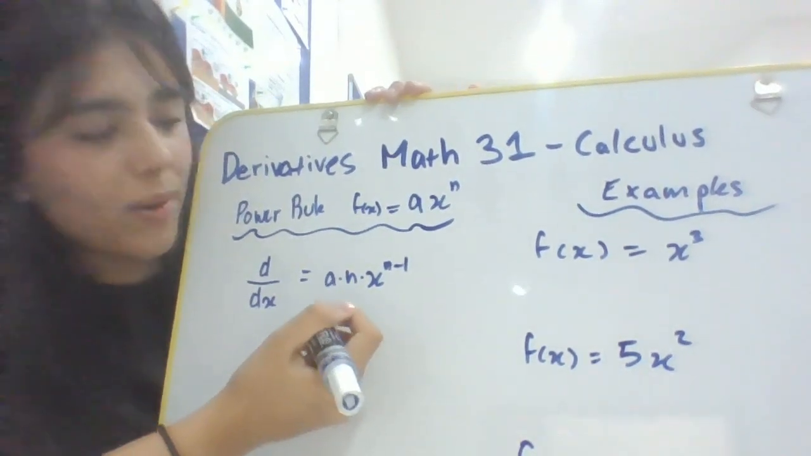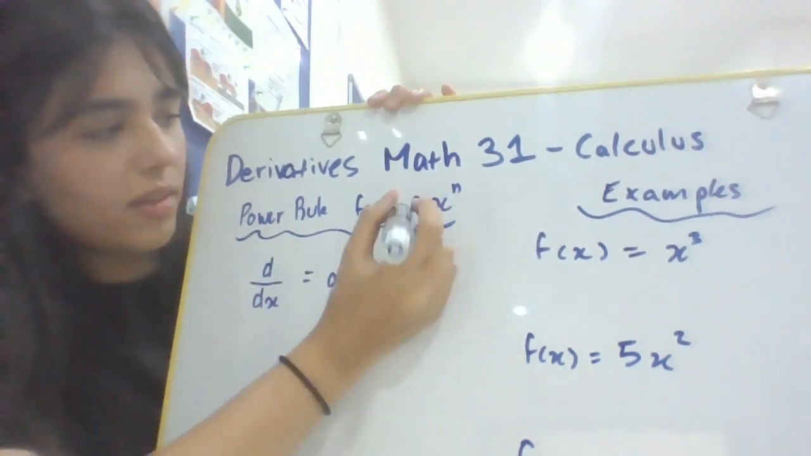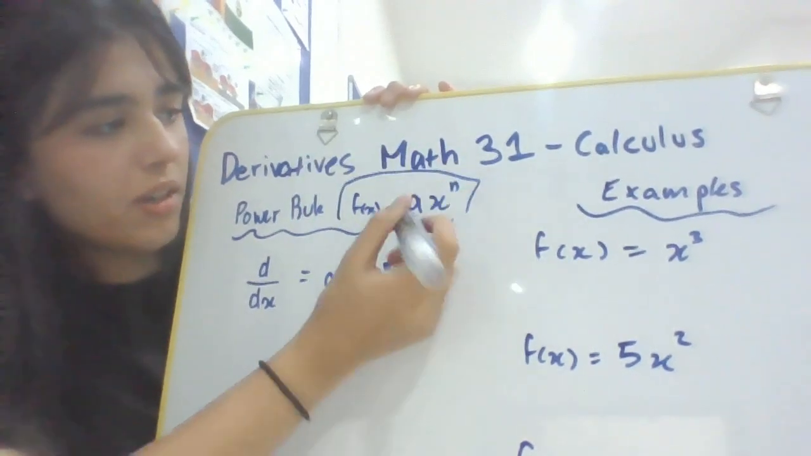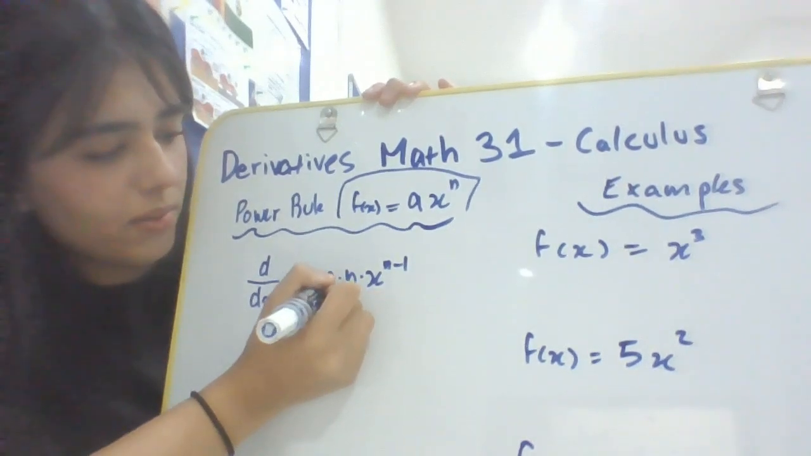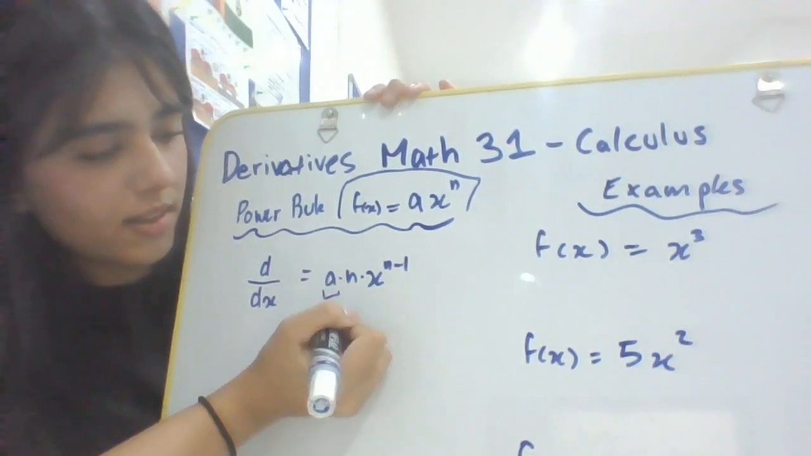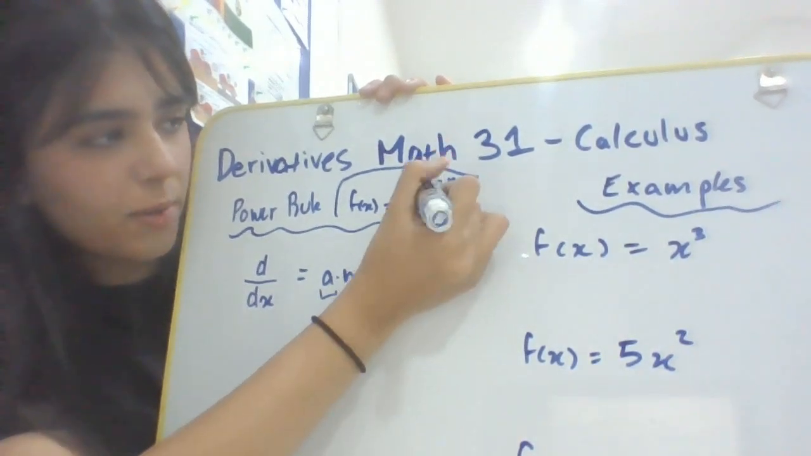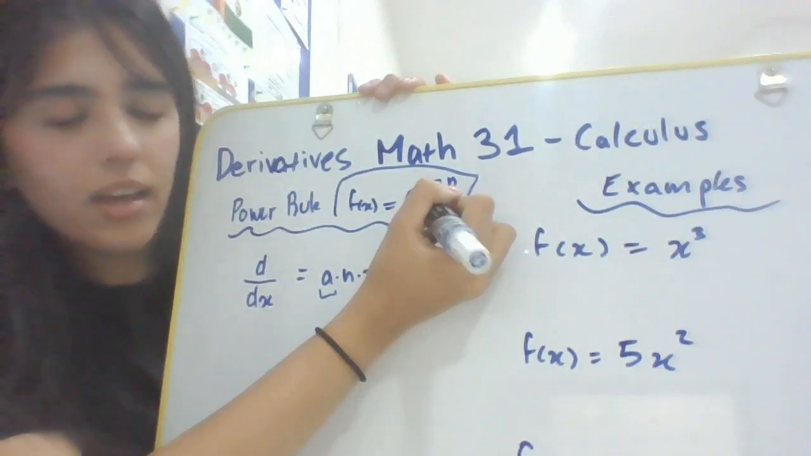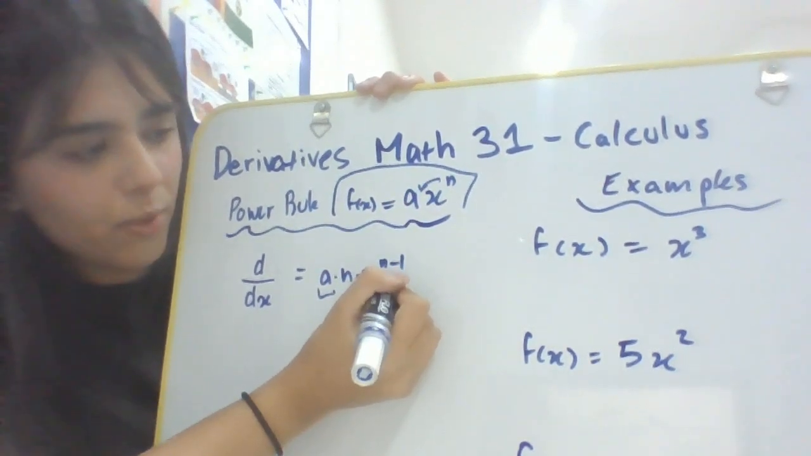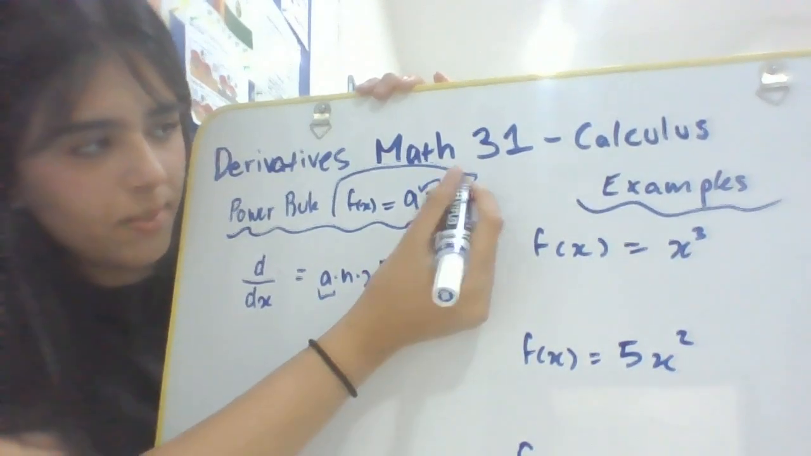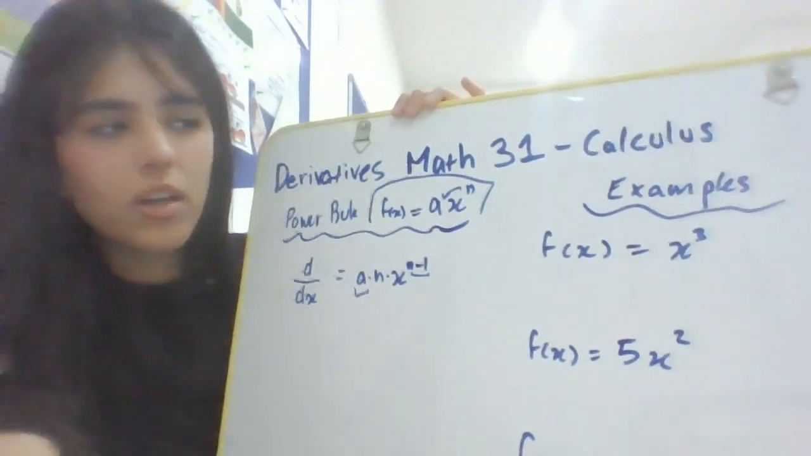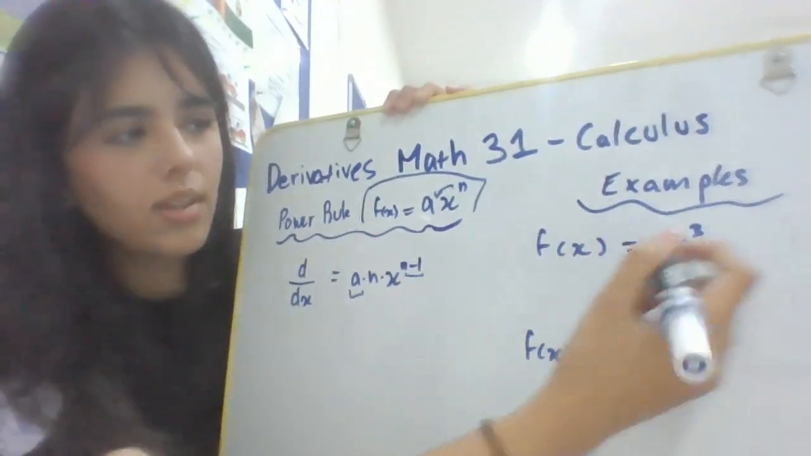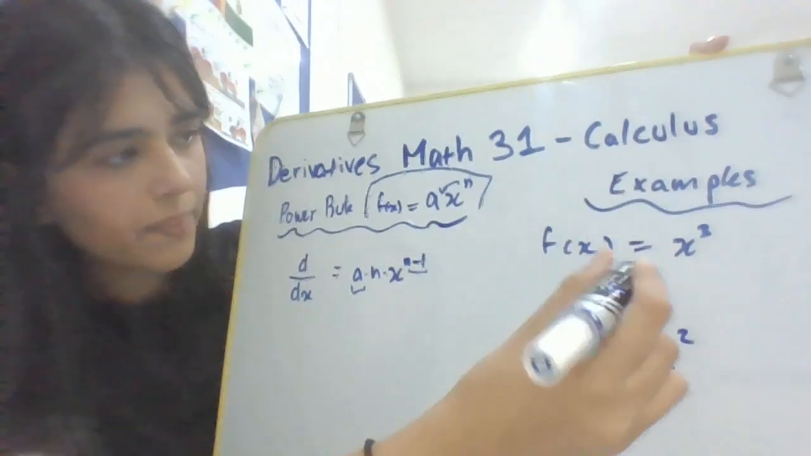So first for the power rule, you want to look at the original function. Here it is, ax to the power of n. Just know that when you want to take the derivative, you'll keep a the same, but you'll bring down the power here and multiply that with a, and you'll minus the power by 1, which is shown here, n minus 1, and then n is brought down. So let's try the first example. It may be confusing now, but when you start doing the examples, it'll become much easier.